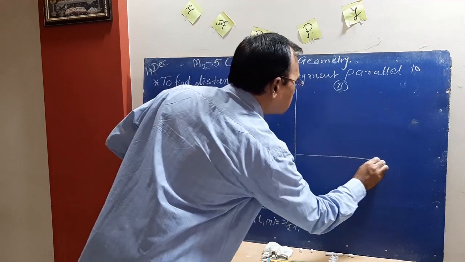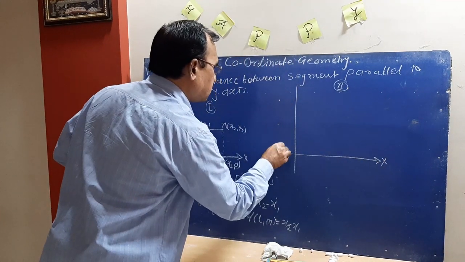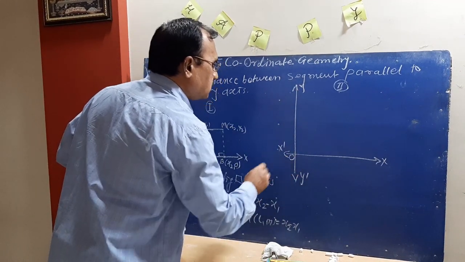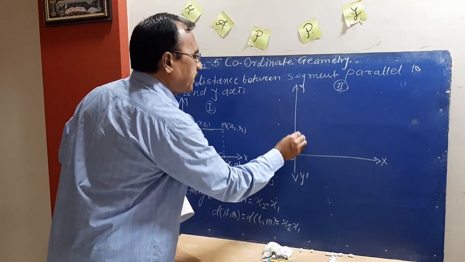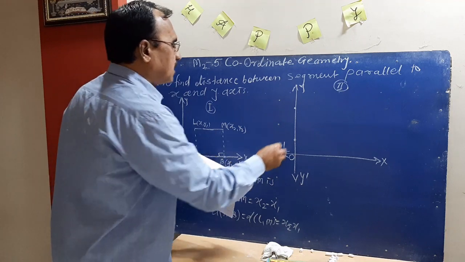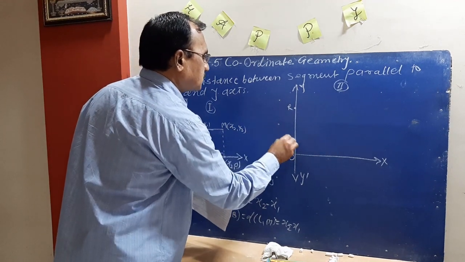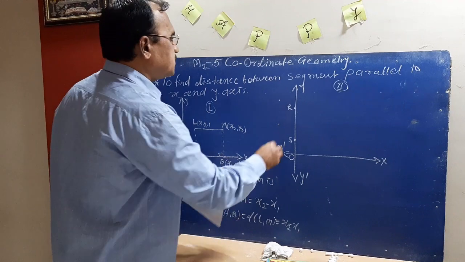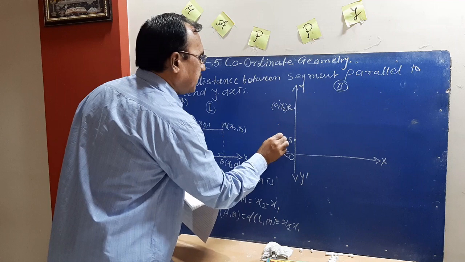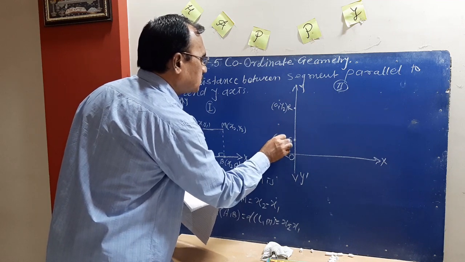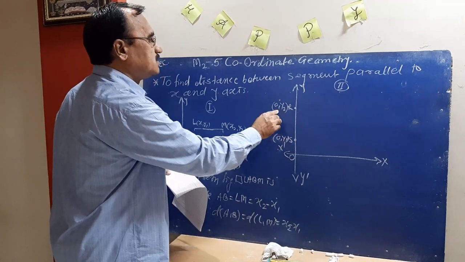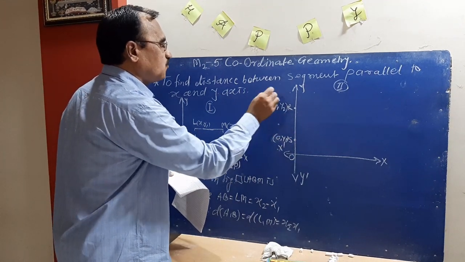Again draw this figure. X dash, y dash. This is 0. Take points on the y-axis, R and S. The coordinate of R is 0, y2 and 0, y1. 0, y1 is the coordinate of point S and 0, y2 is the coordinate of point R.